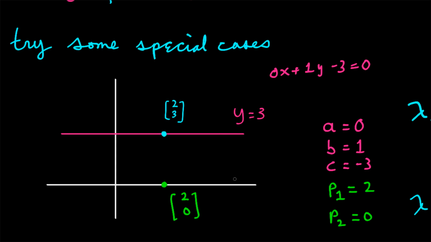So let's check. So write out all the values. A is equal to 0 because that's the coefficient for x. B is equal to 1, that's the coefficient for y. And c is equal to minus 3. P1 is equal to 2, that's the first coordinate here. And P2 is equal to 0, that's the second coordinate.